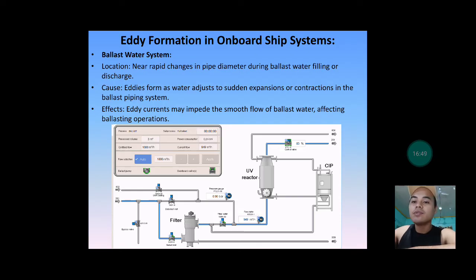For the ballast water system, the ballast water system has filters and a UV reactor to kill the microorganisms. It will pass through different pipes, valves, filters, pipe bendings, UV reactor, and different systems before entering the tank. So there will be eddy formation all over this system. As for effects, eddy currents may impede the smooth flow of ballast water, affecting ballasting operations.